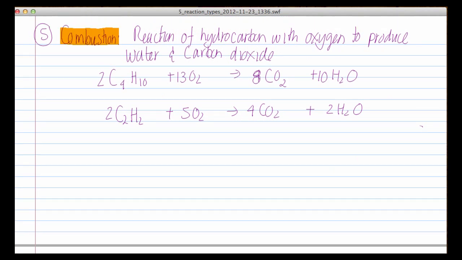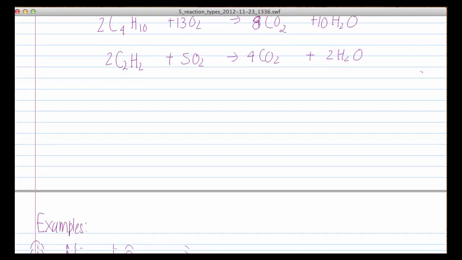You need to know that always when you're predicting these reaction types and forming new compounds, you need to make sure that the number of elements on one side of the equation is equal to the number of elements on the other side of the equation.